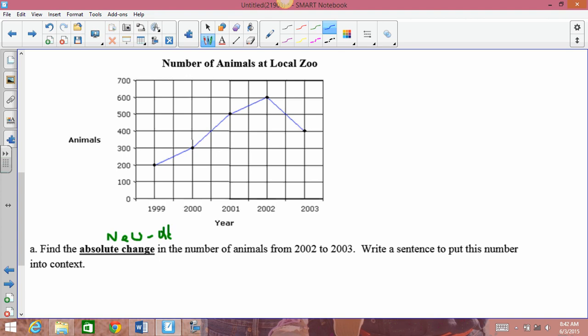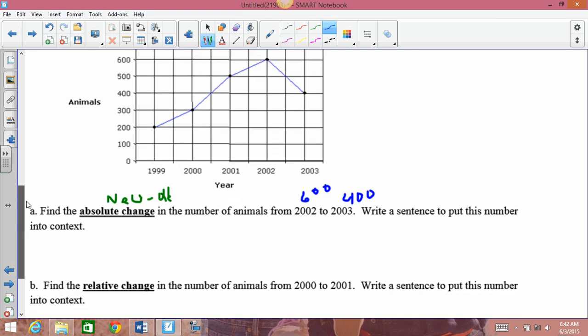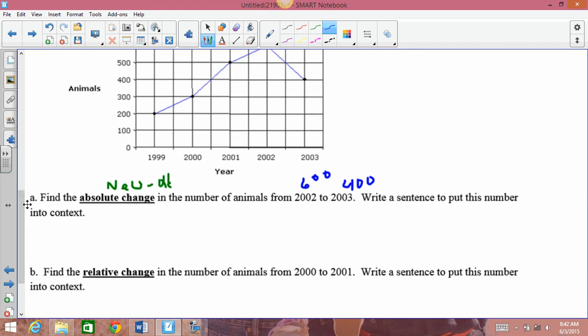So what I would do is, let's go up here. 2002 is right at 600 animals, and 2003 would be right at 400 animals. I want to write a sentence to figure out what this absolute change is, and then put a sentence to the meaning of that. My absolute change is my new amount minus my old amount. My new amount would be the newest point in time.